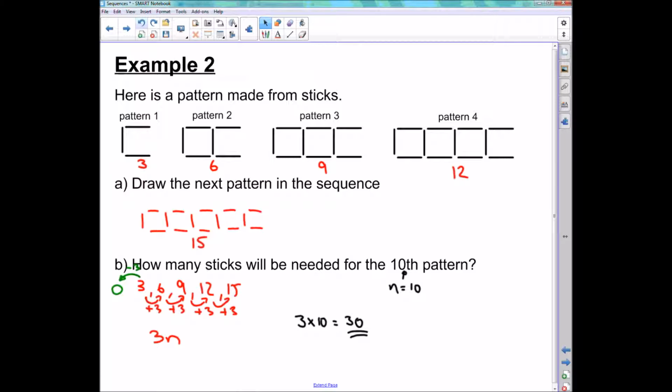Okay, so hopefully that's helped you with nth term rules and sequences questions. Have a go at some exam questions, and good luck.